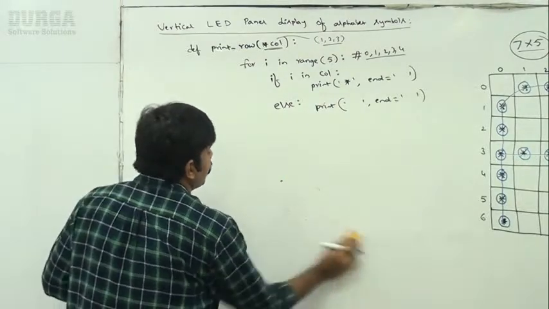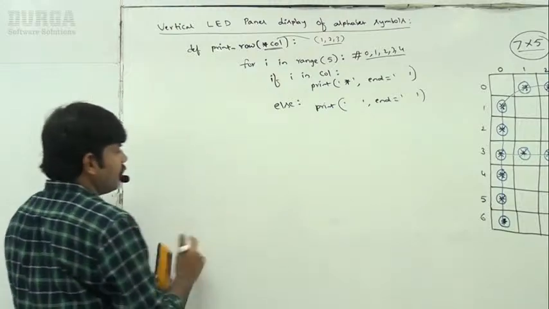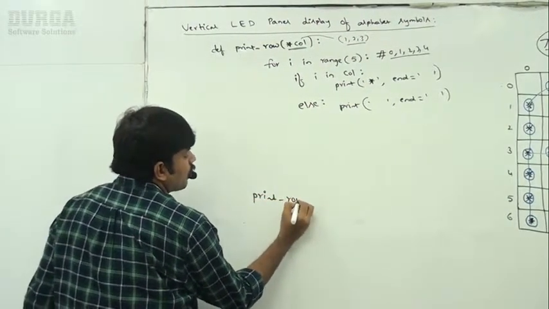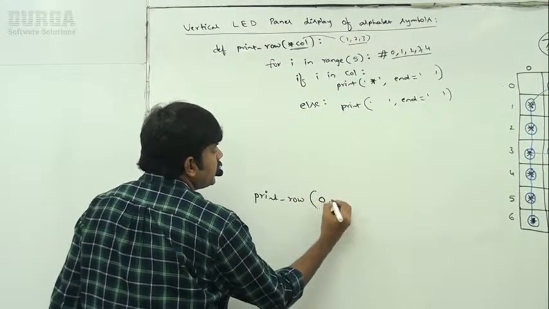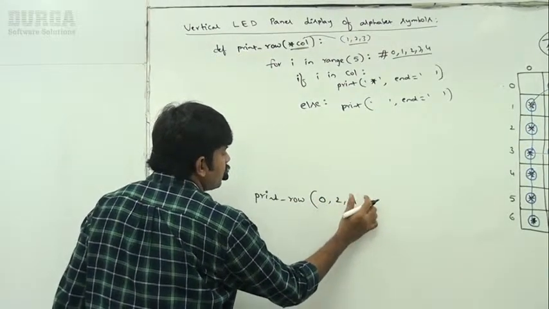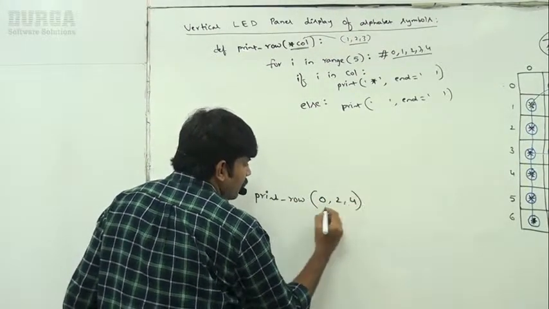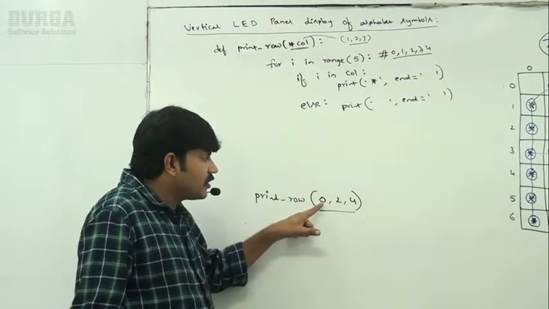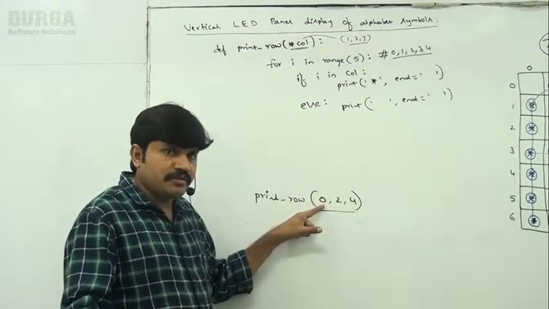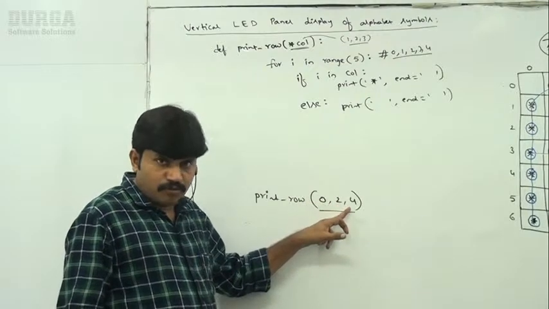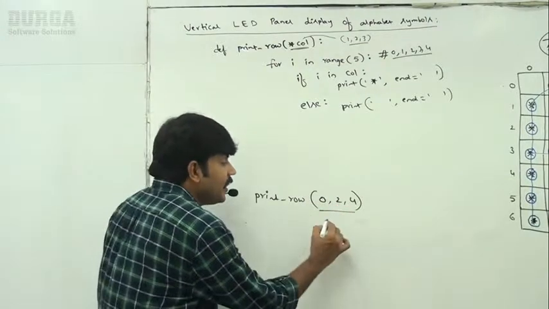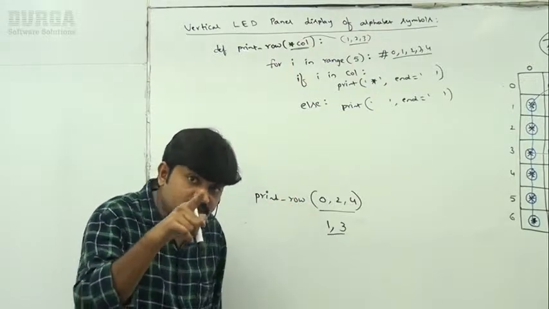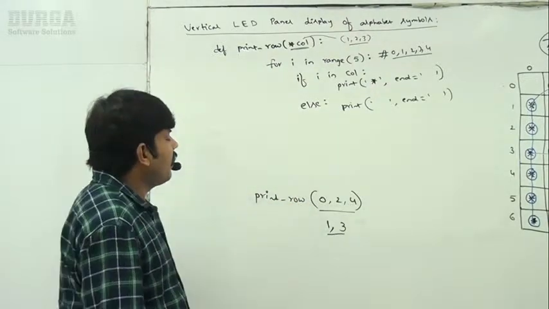How you can do that? Very simple. How will it work, sir? Observe carefully. What am I taking? Print a row of 0 to 4. I want star symbols in the 0th position, 2nd position, and 4th position. In the remaining positions, 1 and 3, I want the spaces. Correct, right?